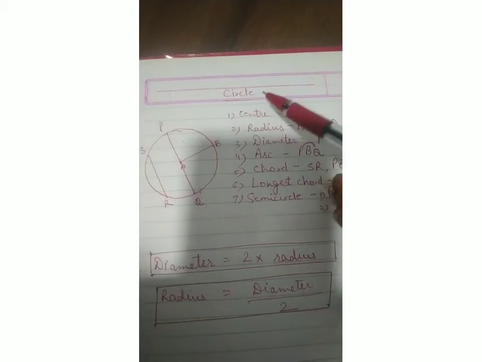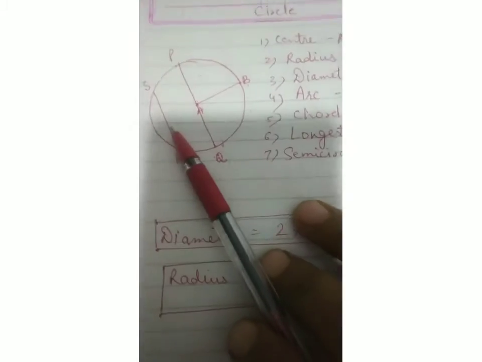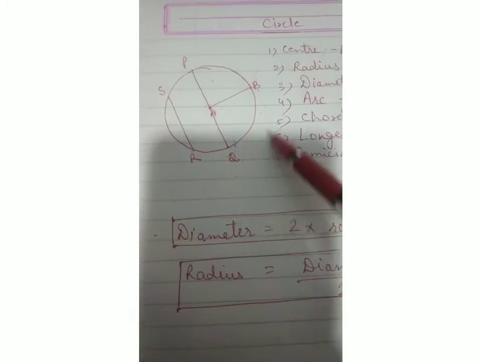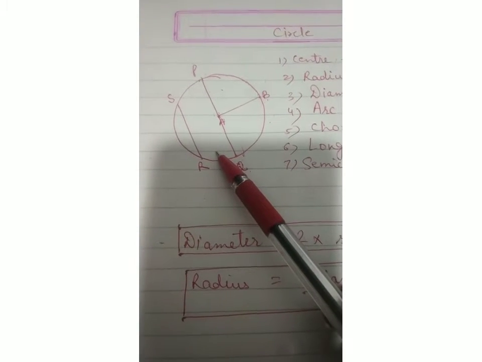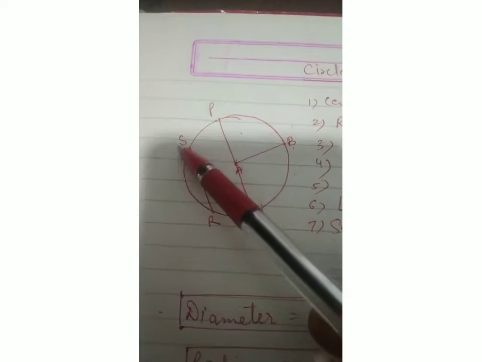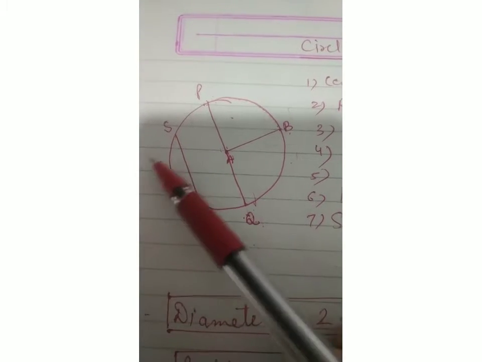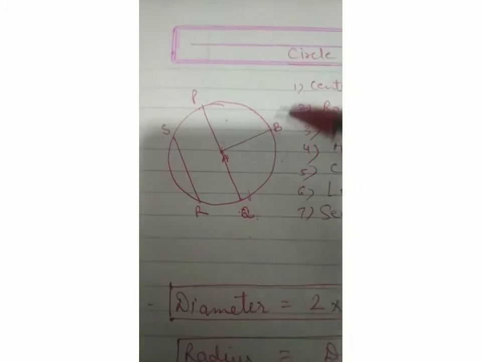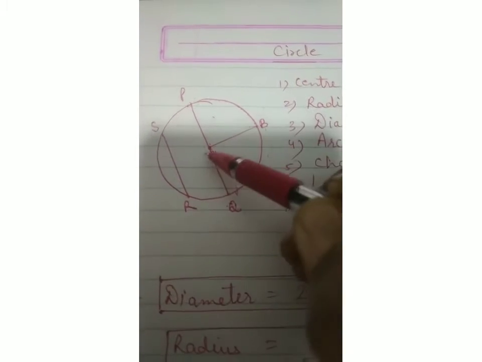Good morning, children. Our today's topic is circle. So first of all, we will learn what is circle. A circle is a closed figure, but it is not bounded by straight lines or line segments. It is bounded by a curved line, as you can see in the picture. Every point on this curved line is at equal distance from a fixed point inside the circle.